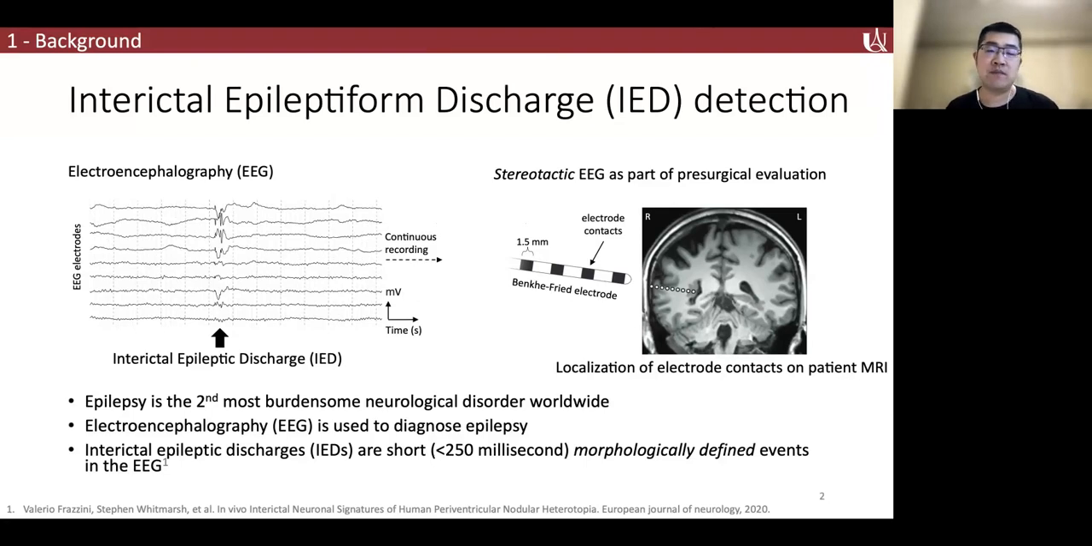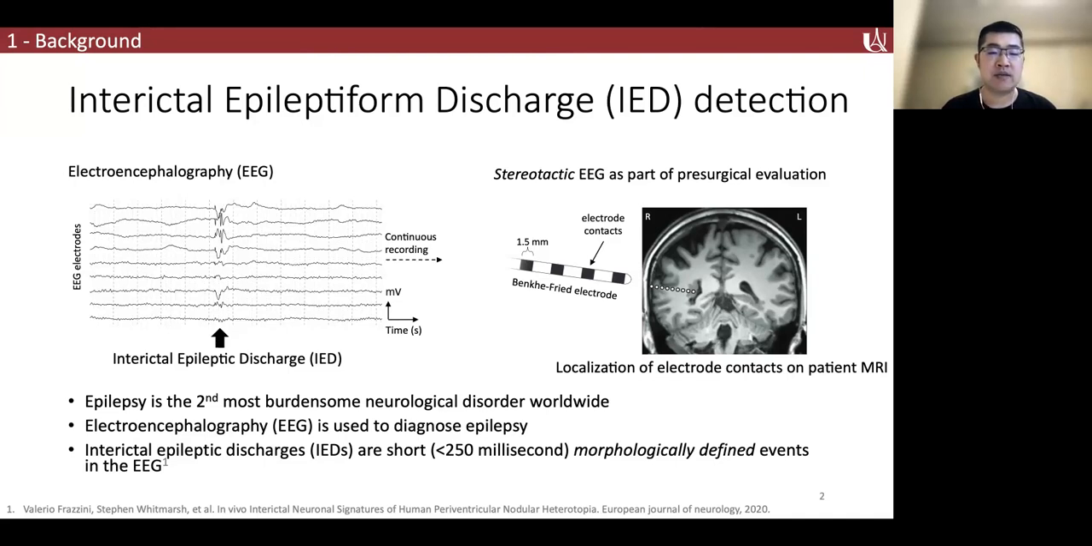IED patterns are actually very useful to detect for the analysis and diagnosis of epilepsy. Epilepsy is the second most worrisome neurological disorder worldwide. And usually EEG data is what is used to diagnose epilepsy.